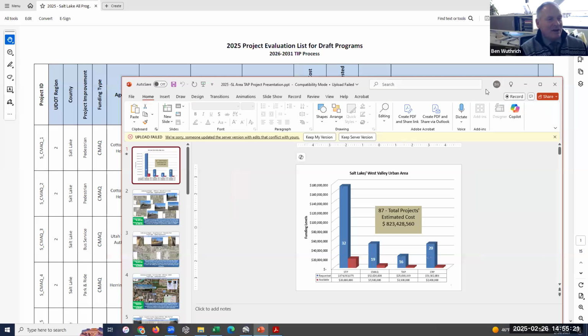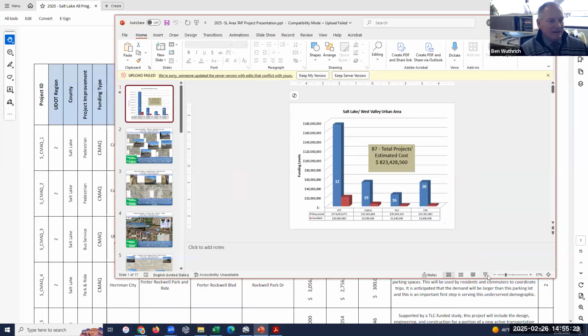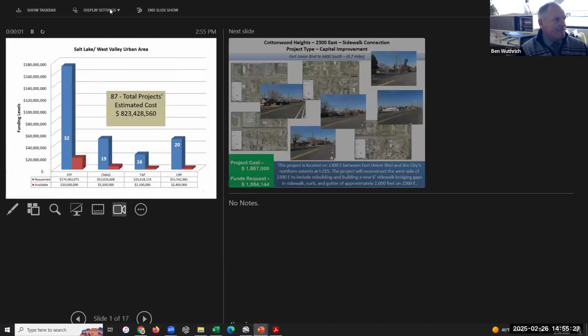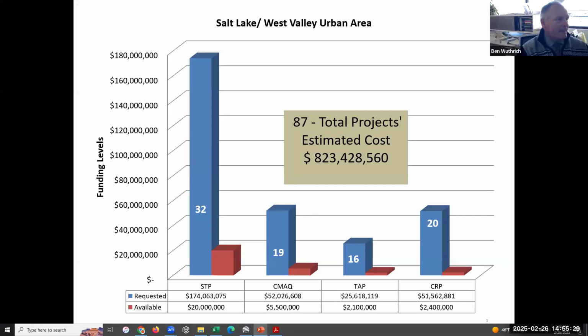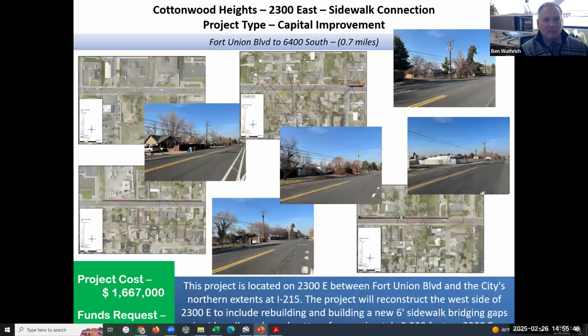These are the Transportation Alternative Program, or the TAP program. So on the TAP program, we had 16 projects submitted for evaluation and consideration, totaling more than 25 million in the request. The first project we have to look at is a project in Compwood Heights.